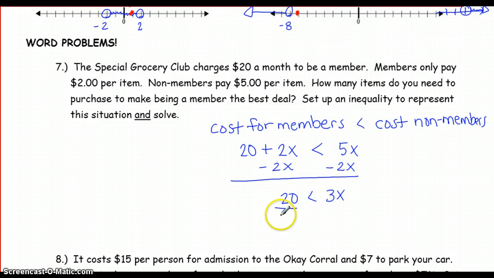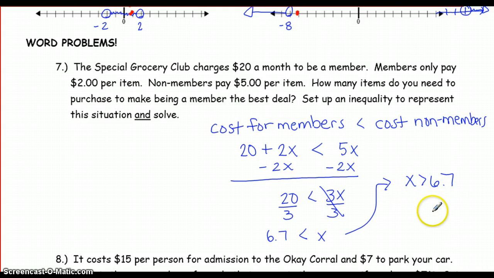and then we're going to divide both sides by, whoops, don't know what I'm thinking. We're not dividing by 20, we're going to be dividing both sides by 3. And when we do that, we get that x is greater than, oh goodness, 20 goes into 3 about 6.7 times. Okay, so first of all, I'm going to rewrite that as x is greater than 6.7. Remember, you always want your variable first.